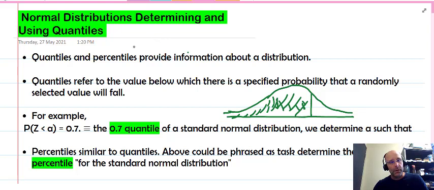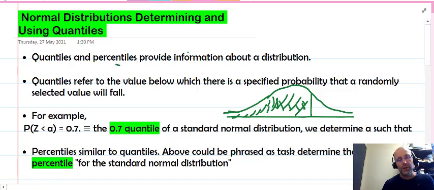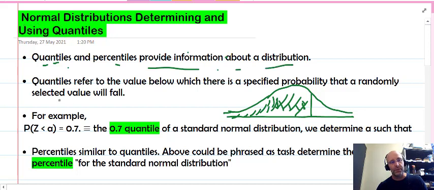Hey folks, we're looking at this idea of quantiles and thus percentiles for normal distributions, and how you work with them basically. Just explain what these things are. Quantiles and percentiles are pretty similar things, and they give us information about a distribution, and in this video we're still looking at normal distributions.